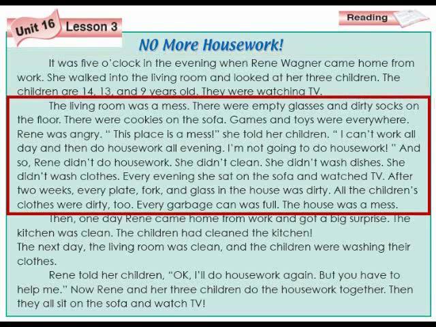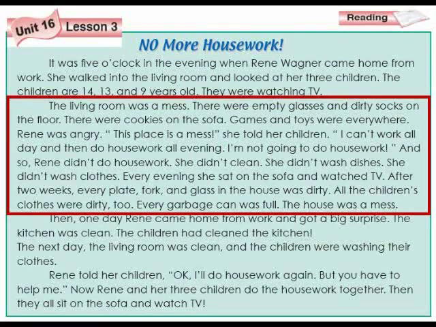There were empty glasses and dirty socks on the floor. There were cookies on the sofa. Games and toys were everywhere. Renee was angry. "This place is a mess," she told her children. "I can't work all day and do housework all evening. I'm not going to do housework."